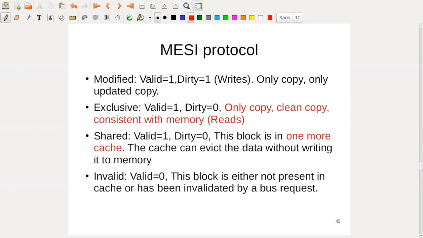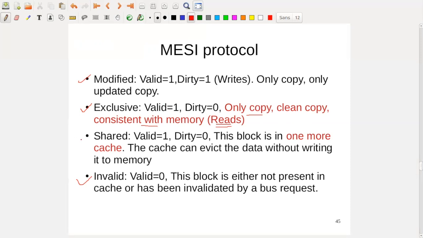So the rest of the definitions remain the same, modified and invalid are the same. So they introduced an exclusive state. Exclusive means that there is, of course, valid equals one, and dirty bit is equal to zero. This means specifically for reads, and valid equals one and dirty equals zero. This also means that this is the only copy, and it's a clean copy, and this is consistent with the memory.